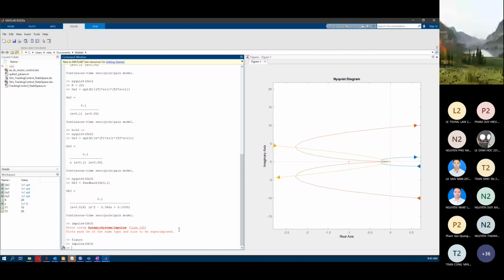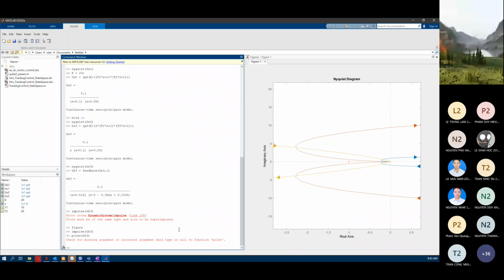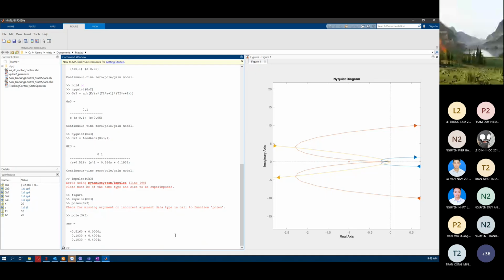We can see that the system here has poles of GK3. Sorry, here we see there are two poles on the right half plane. That means the closed loop system is unstable. It's the same conclusion that we meet with the Nyquist diagram here.